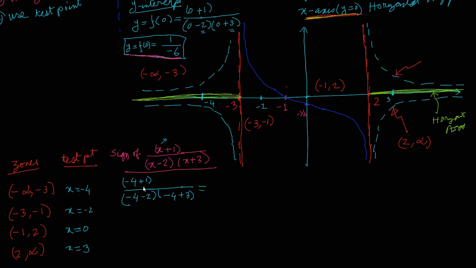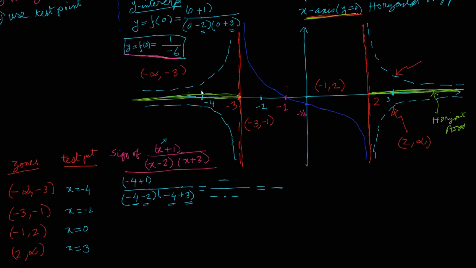I don't care about the actual numerical value, I care only about the sign. Negative 4 plus 1 is negative on the numerator. Negative 4 minus 2 is negative 6, so it is negative for the first term of the denominator, multiplied by negative 4 plus 3, which is negative 1, so also negative. If I have 3 negatives, ultimately my sign is negative.